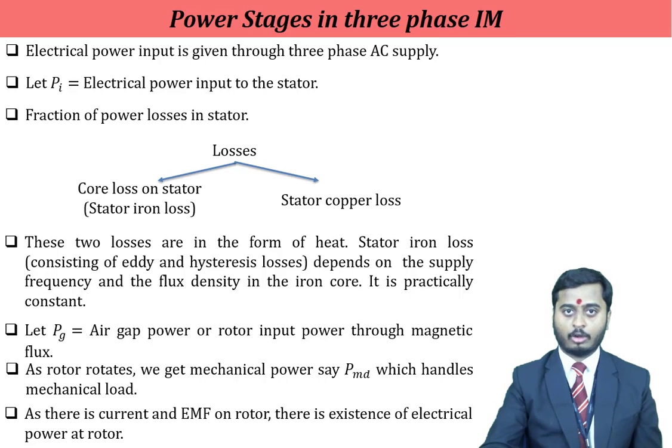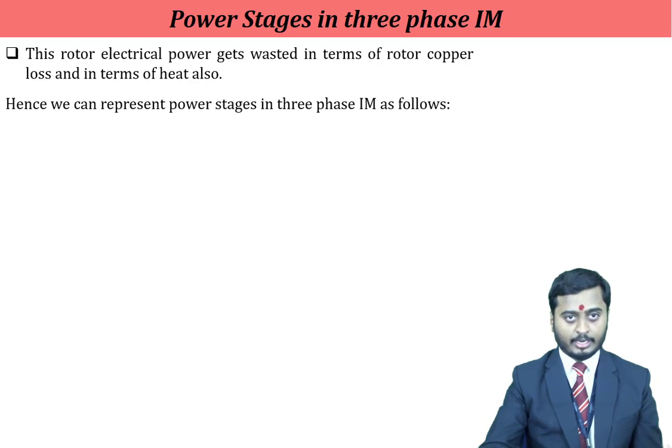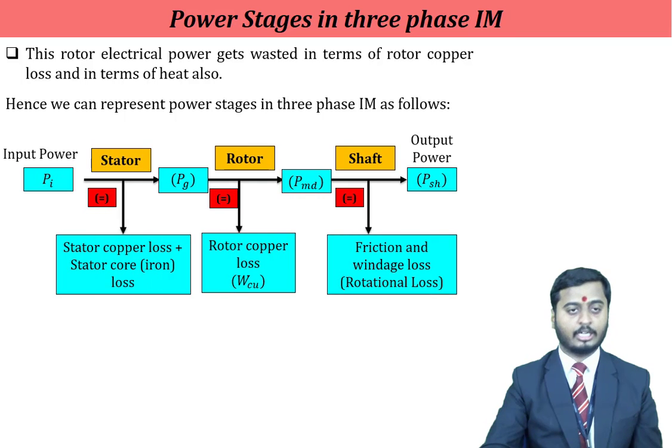So let's have a look at the power stages in a three-phase induction motor. Here, the rotor electrical power gets wasted in the form of rotor copper loss, as heat. So we represent the power stages as follows. Here you will observe PI is the input power given to the stator, and PSH is the shaft power to which the load is connected, also called the output power. To the stator there is one loss, called stator copper loss plus stator core, that is iron loss. When we remove these losses, whatever power we get is the gap power.